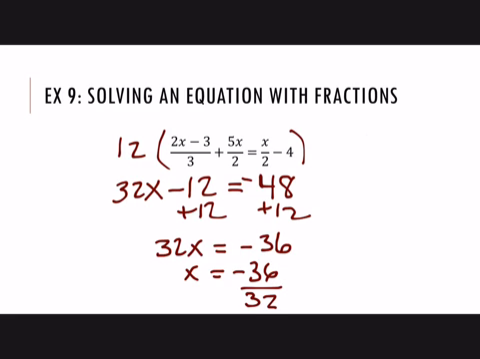And then the last thing we need to do is put this in lowest terms. So these can both be divided by 4, the numerator and denominator, and that gives negative 9 over 8. Alright, and you can leave it like that, or you can make that a mixed number if you prefer.